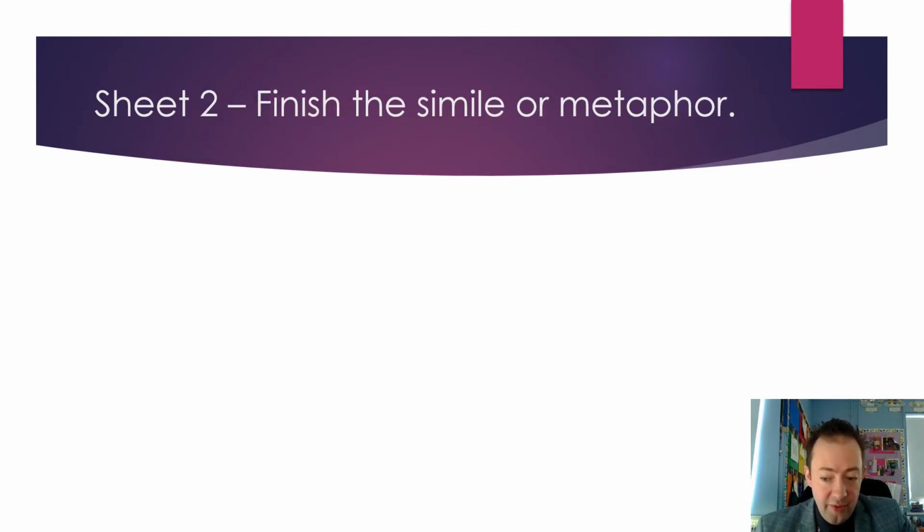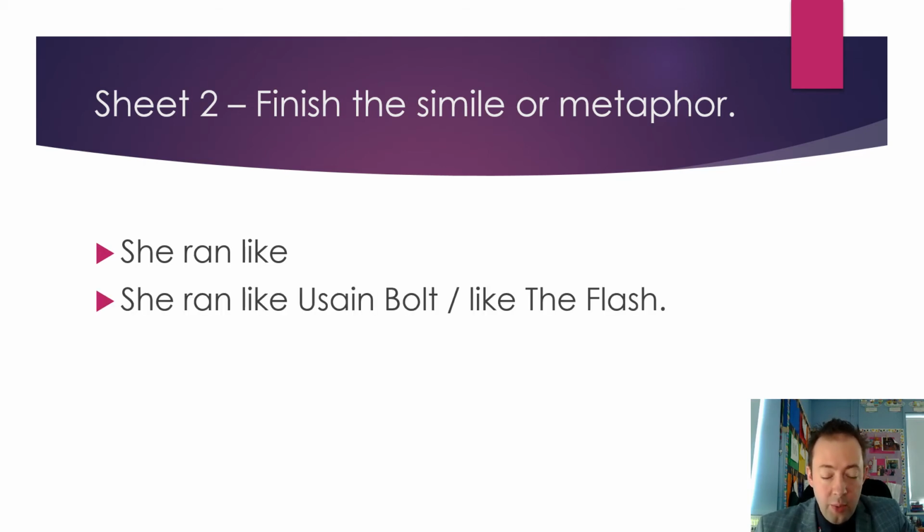So that's what you're doing on the first sheet, but on the second sheet, you're going to finish off a simile or metaphor. So you're given a start to a simile or a metaphor. The first one is a simile. She ran like. Now you've got to think, what did she run like? Now it would be perfectly fine to say she ran like Usain Bolt. She ran like the Flash. What does this mean? That she ran very, very fast.